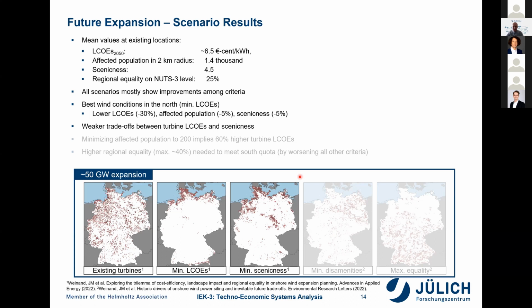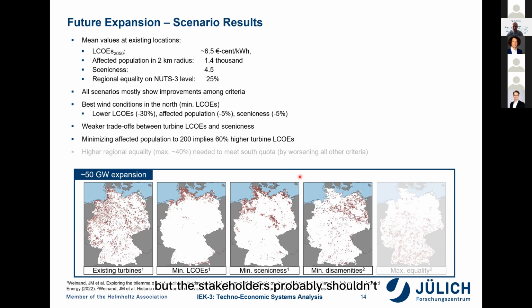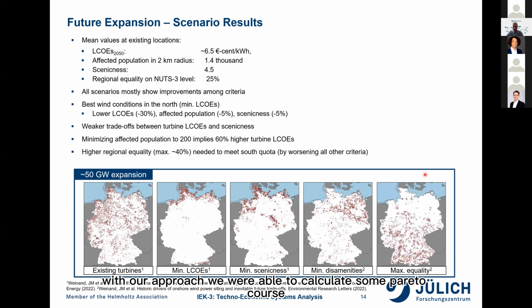And so a certain amount of regional equality is needed to achieve the policy target of the South quota, but the stakeholders probably shouldn't consider one of these extreme scenarios, but one which takes more than one of the criteria into account simultaneously. And I also said that with our approach, we were able to calculate some Pareto curves.